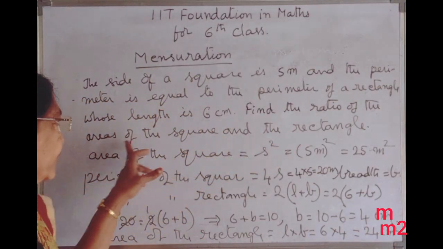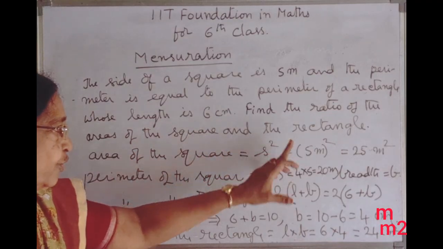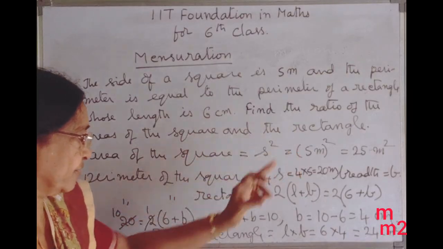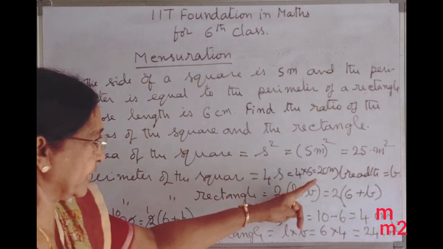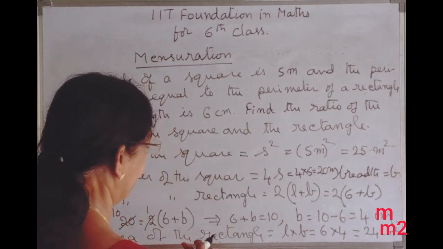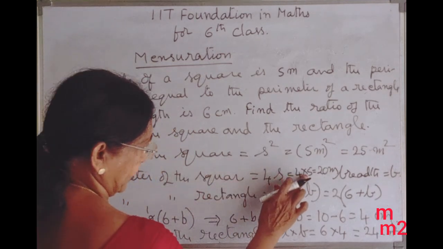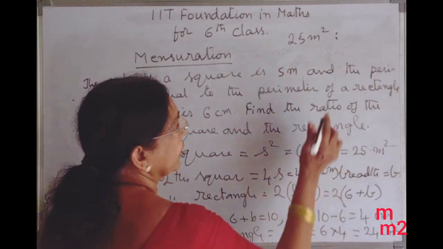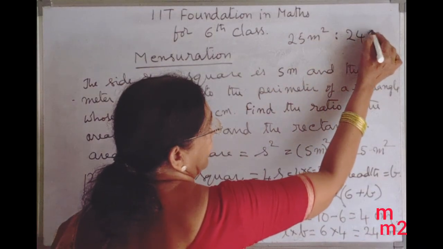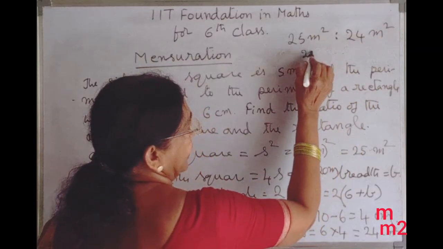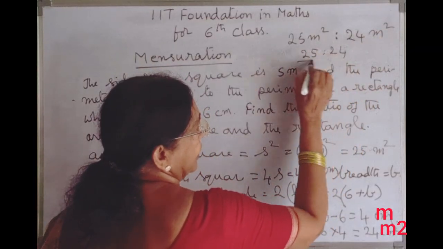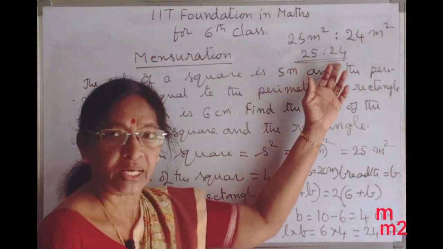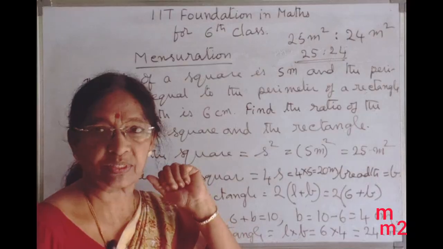So, find the ratio of the areas of the square and the rectangle. We have to find the ratio of the area of the square to the area of the rectangle. So the area of the square is 25 meters square and the area of the rectangle is 24 meters square. Therefore, the ratio is 25 is to 24. So the ratio of the areas of the square to that of the rectangle is 25 is to 24.